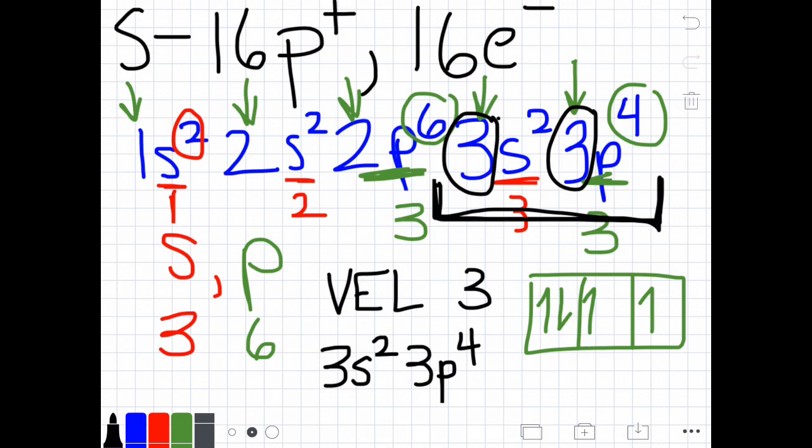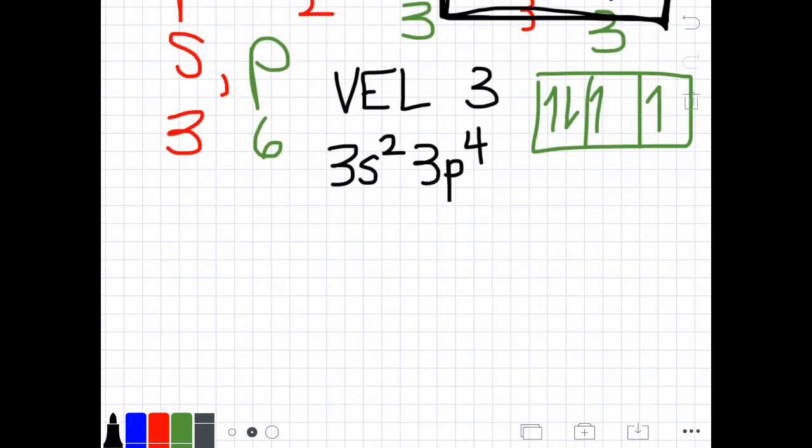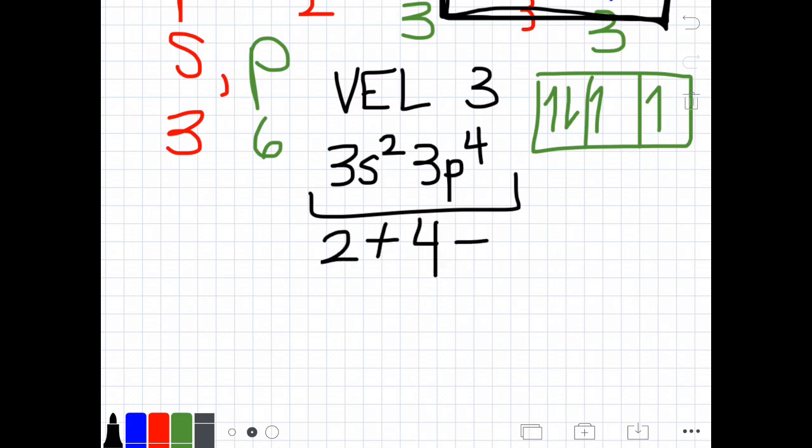And then going to the next column, if we want to determine the number of valence electrons, all we need to do now is take that valence electron configuration that we wrote right here and just add how many electrons that is holding. So here we have 2 in the s orbital and 4 in the p orbital, so our total number of valence electrons is equal to 6.